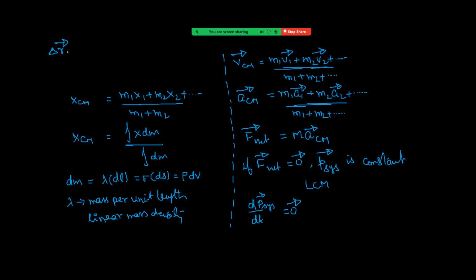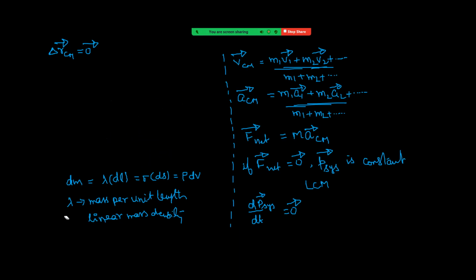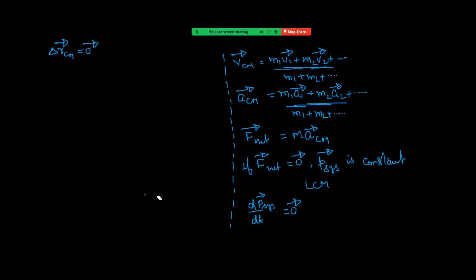Delta R bar CM equal to 0, right? Because the condition given is that net force is 0, the velocity of center of mass is 0. Net force 0 means acceleration of center of mass is 0. So the velocity of center of mass does not change, and that value is given as 0. That means VCM is always 0, so the center of mass does not move. So the shift, or displacement, of center of mass is 0.